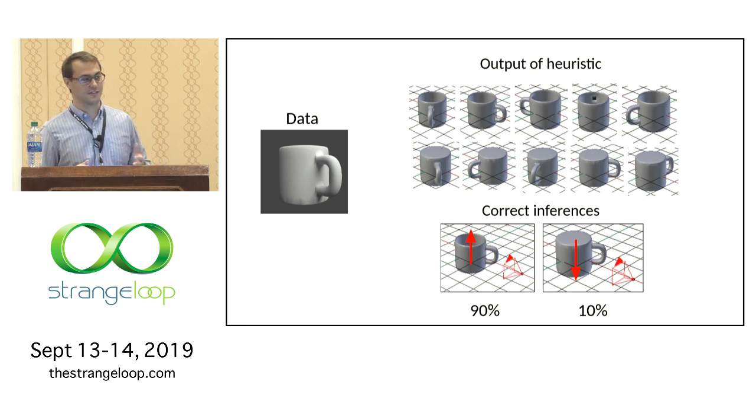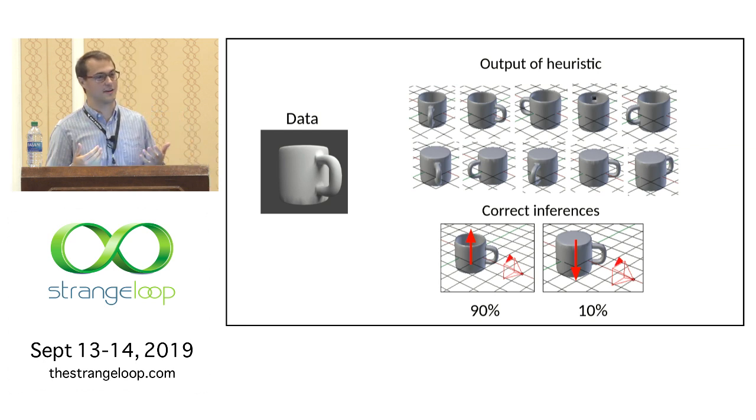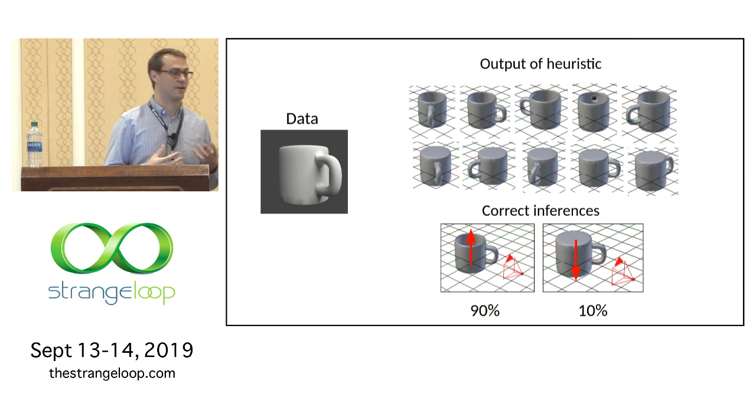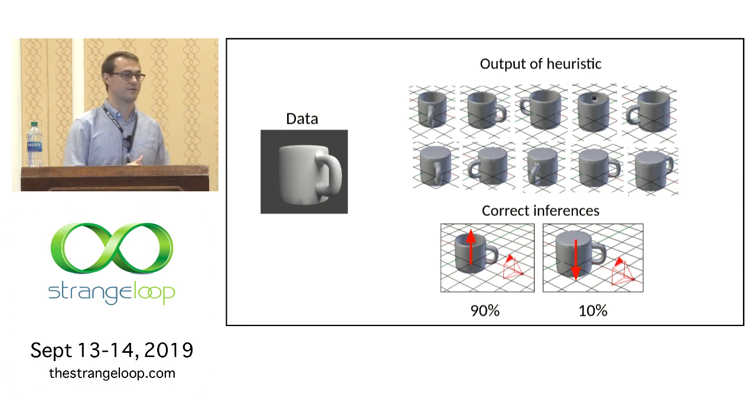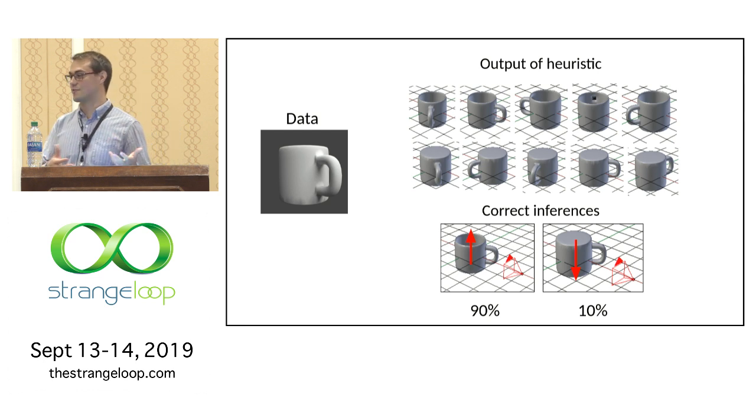So our heuristic is wrong in two ways. First, it's not taking into account the existence of the handle, because it doesn't know about handles. But also, it's not taking into account our prior assumption that upright mugs were more likely than downward-facing mugs. So we could try to mess with our heuristic and get it to do that, but that could end up being pretty brittle. And our simulator already has the information we need encoded in it to solve both of these problems.